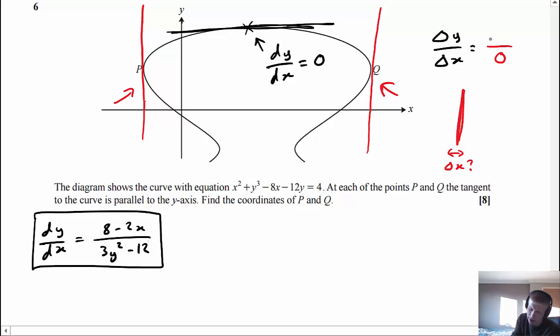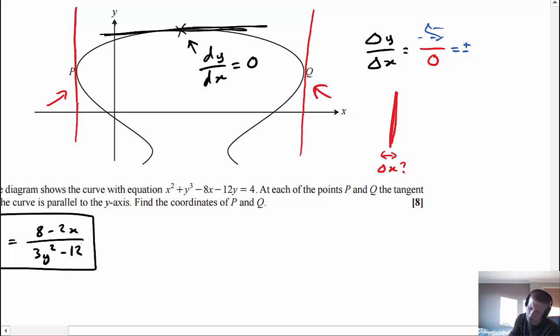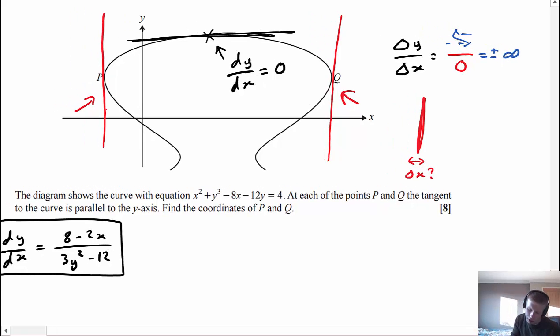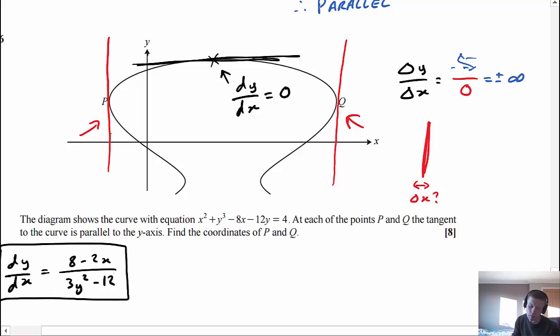It doesn't matter what my change in y is, whatever that is, because I'm dividing by 0. And whenever I divide by 0, that comes out as infinity. Well, it's positive or negative infinity. We don't know whether it's infinity upwards or infinity downwards, but it's infinity. So basically, the gradient of a vertical straight line is infinity. So here, dy by dx is infinity, and the same thing over here.